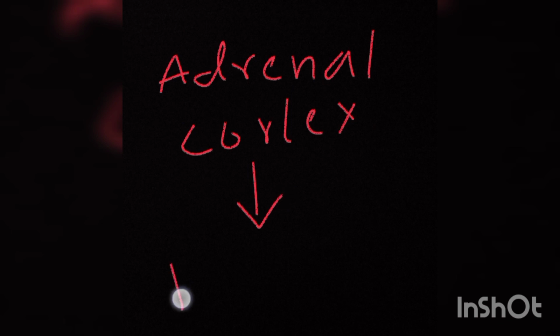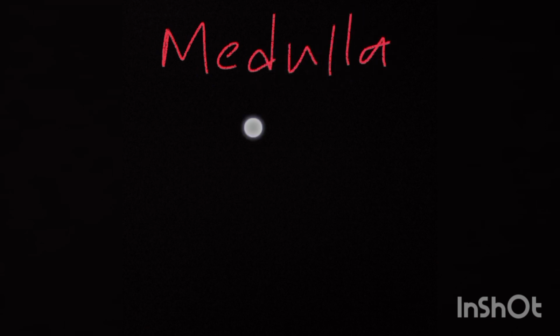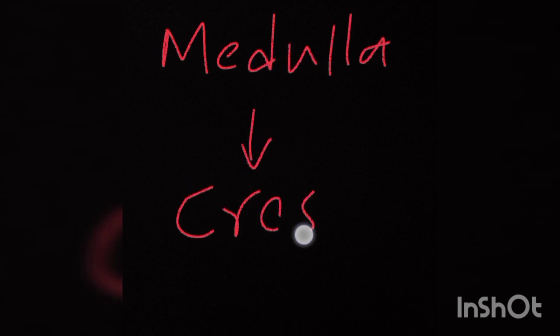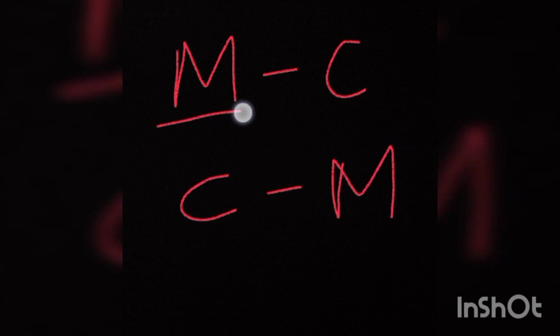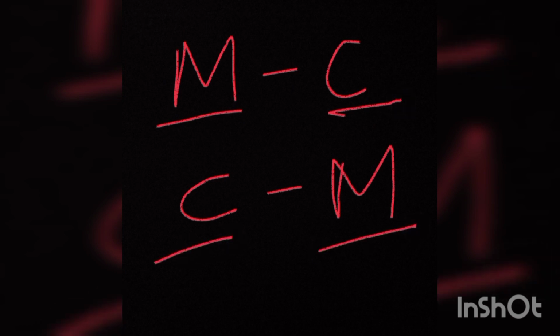Here, adrenal cortex develops from mesoderm, and adrenal medulla develops from neural crest cells. Here you remember M for C and C for M. Adrenal medulla develops from neural crest cells and adrenal cortex develops from mesoderm.